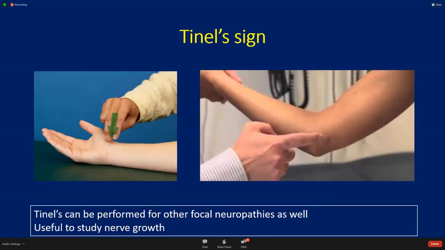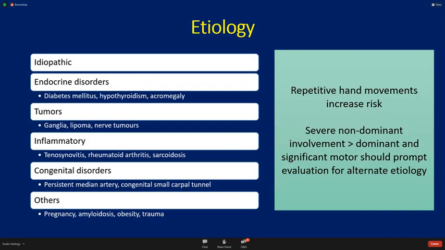Another sign which you can use is a Tinel sign. So this can be done using your fingertips or using a pointed percussion hammer. You can do very firm tapping over the nerve at the site of compression or along the distribution of the nerve. If it reproduces the tingling paresthesias, it is considered as Tinel's positive. This is not specific for median. It can be used for any other entrapment neuropathy. And it is particularly useful in a post-traumatic or a post-surgical patient when you want to follow up the patient. So you can see that the site of Tinel sign should keep on progressing. That indicates that the nerve is regenerating.